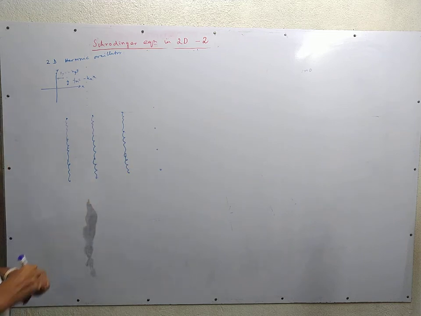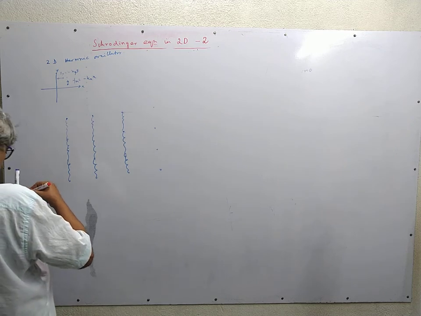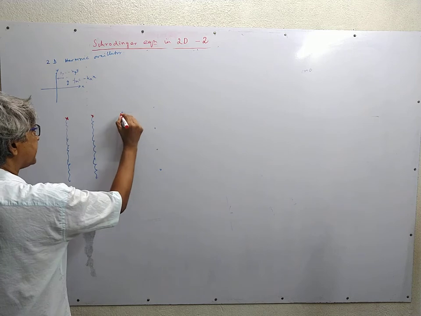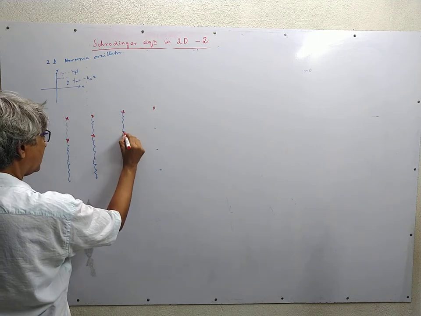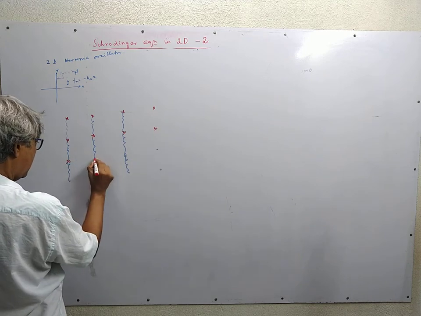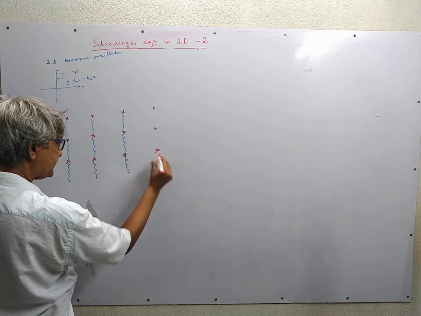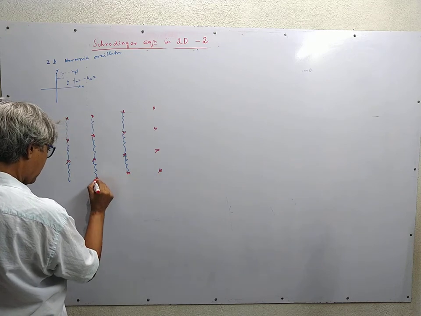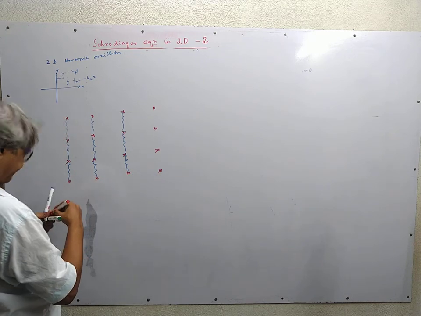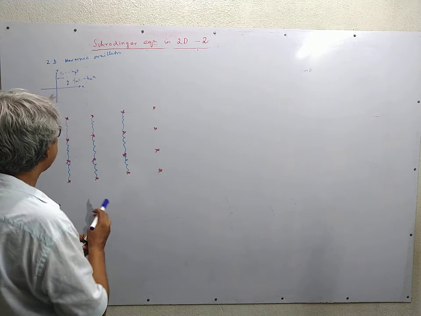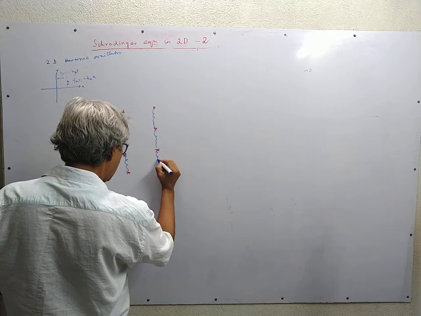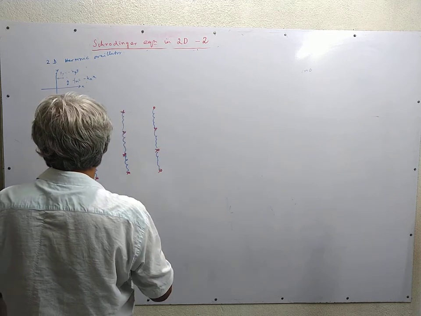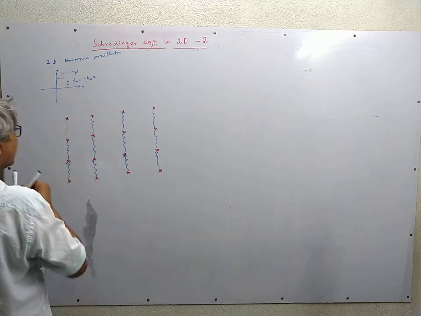These are the springs in one direction. Let me denote the atomic size by red colors. These are the atoms. The blue colored are the springs along the y direction, and we denote the springs along the x direction by green color.